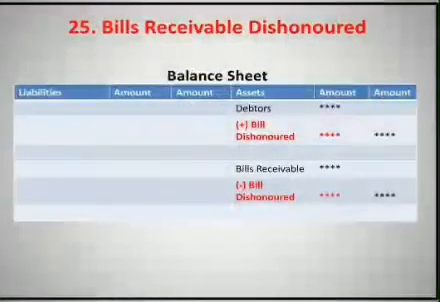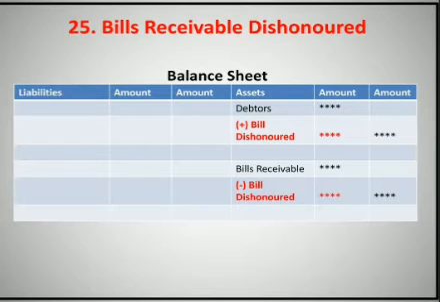Now, bills receivable dishonored. Here again we have to give the two effects. Now students, in the previous adjustments, we have given the two different effects under the different heads, but here we are going to give the effects under the one heading, that is the balance sheet only, because bills receivable is a current asset.